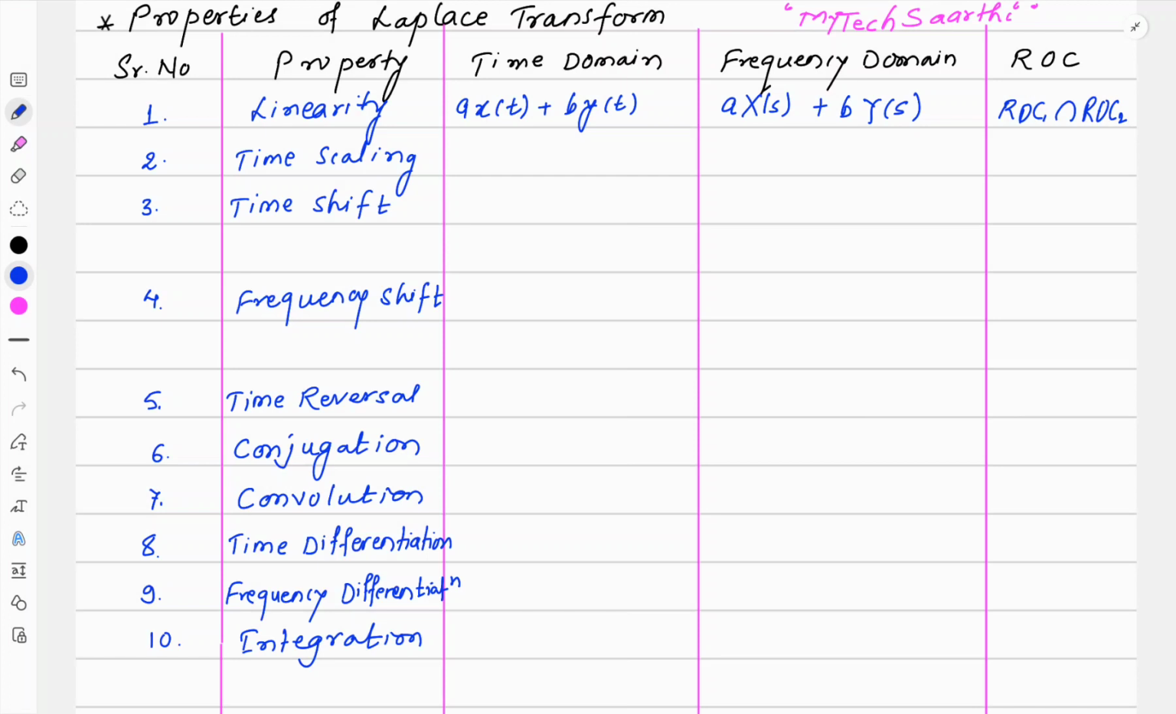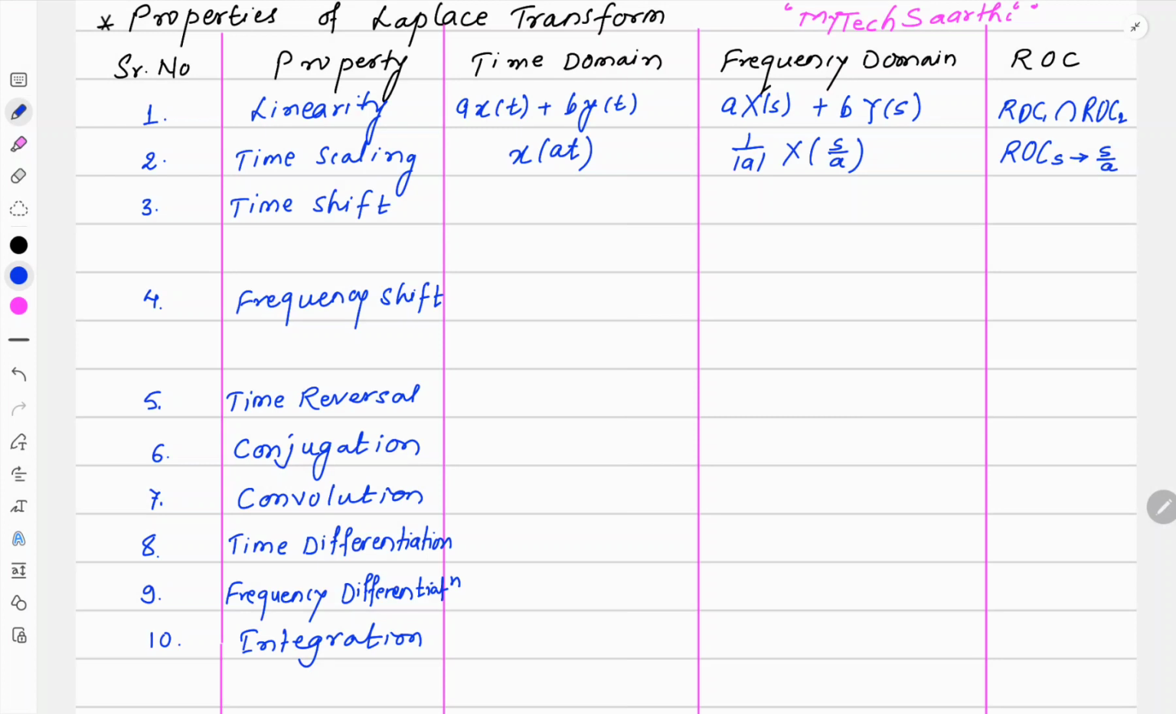Second property is time scaling. It is represented as x of at. In frequency domain, it will be represented as 1 upon mod a x of s by a, and in ROC s will be replaced by s by a. So here ROC is going to change in this case.